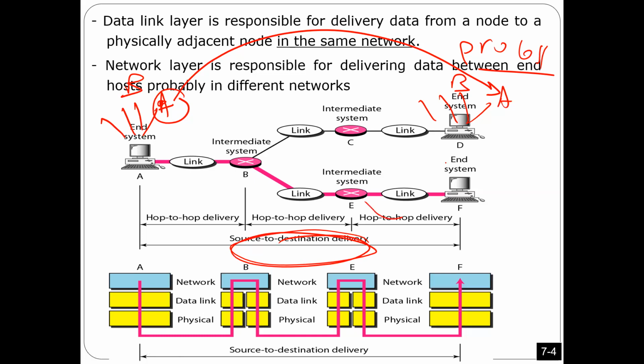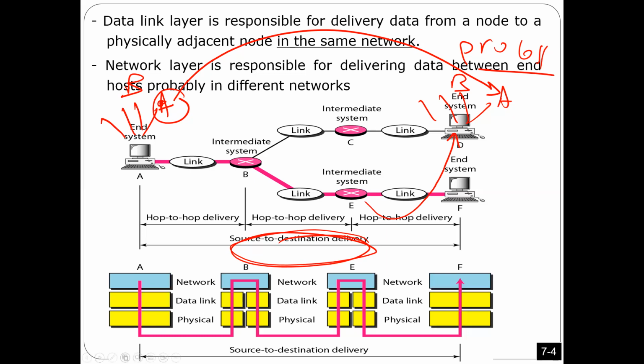When it goes to this computer, layer number four will understand where it has to go. It should go to application A or application B, application C, and so on. So this should be done by layer number four. Layer number four is responsible for the delivery of data from one program to another program, or process to process.